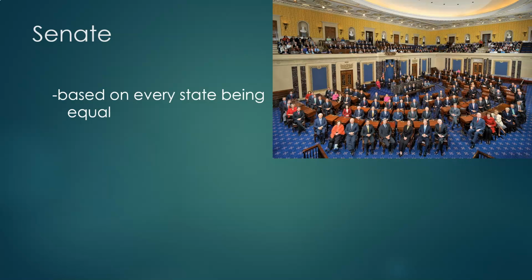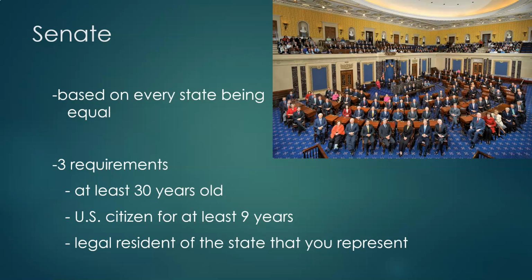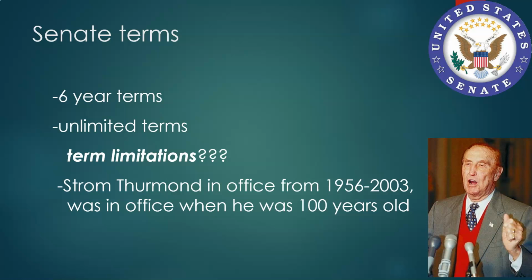Now, getting into the Senate, it's based on every state being equal. There are 3 requirements. You must be at least 30 years of age. You must be a citizen for at least 9 years and a legal resident of the state that you represent. Senators are held to 6-year terms, and they can run unlimited, so they can continue to run for office as much as they want. For example, Strom Thurmond was in office from 1956 until 2003, and he was still in office when he was 100 years old. So it kind of goes to show you that there ought to be term limits.